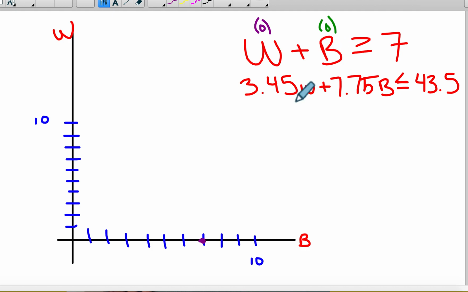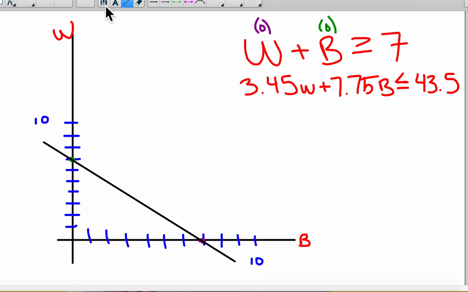So when I plug in 0 for b, so b doesn't go left or right, b is equal to 0, I will have to be somewhere on my y-axis, or my w-axis. So when I plug in 0 for b, I get w equals 7. 2, 3, 4, 5, 6, 7. So that's right there. And I can connect these 2 points very quickly with a line like that, right?